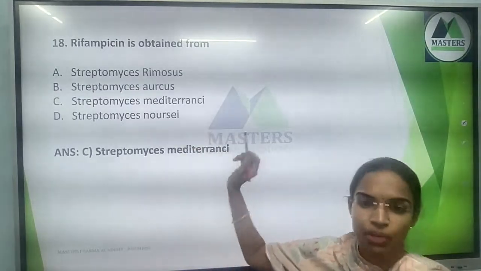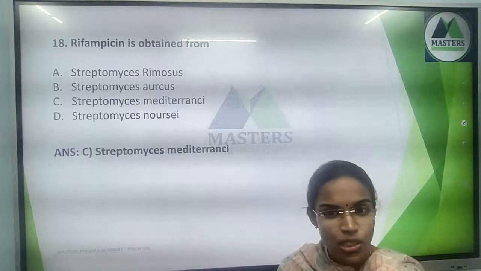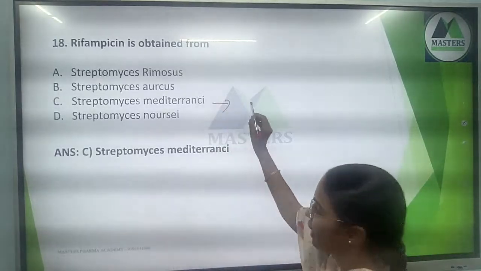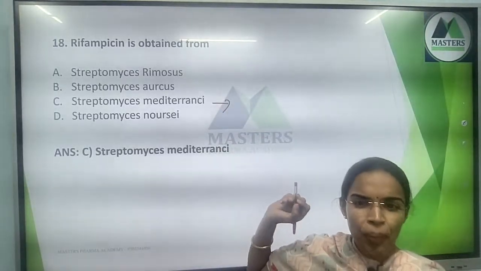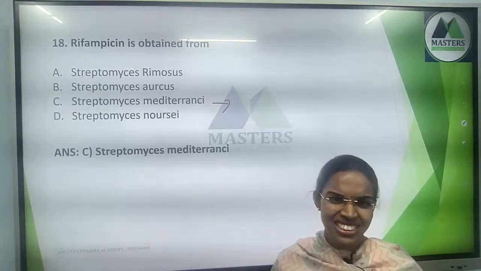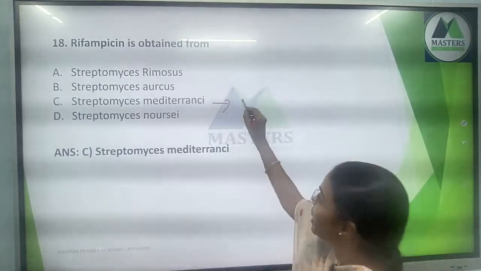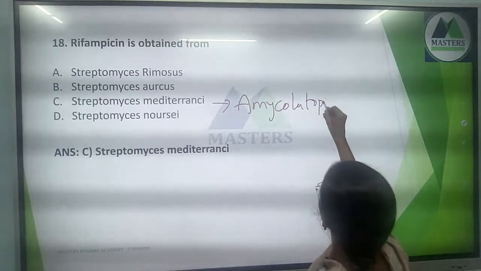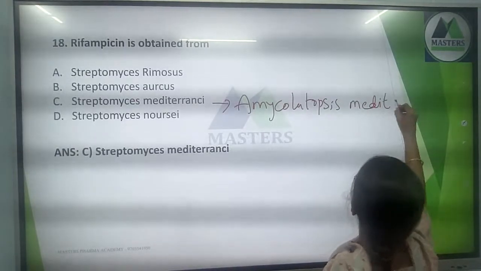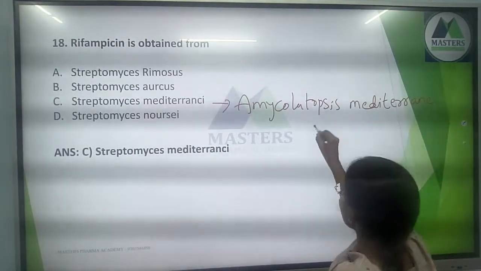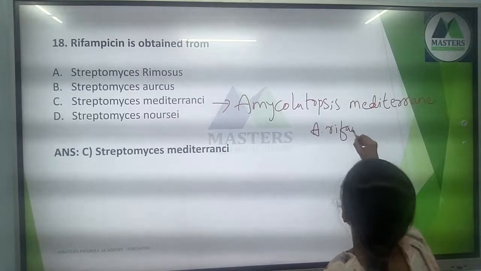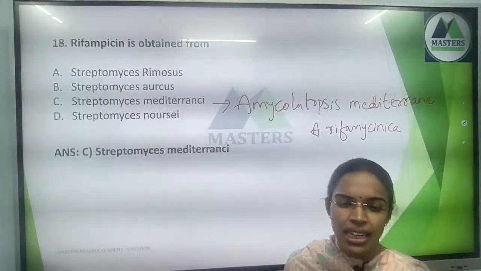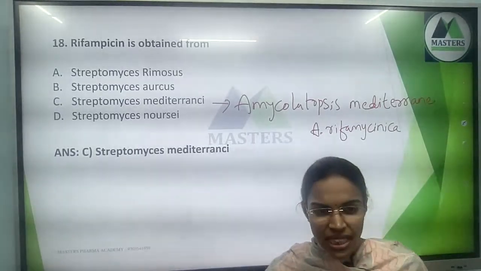The other name for Streptomyces mediterraneae, as someone has given in an answer, is Amycolatopsis mediterraneae, or it is also known as Amycolatopsis rifamycinica. Am I audible? Yes, someone has mentioned it. Amycolatopsis mediterraneae or Amycolatopsis rifamycinica.